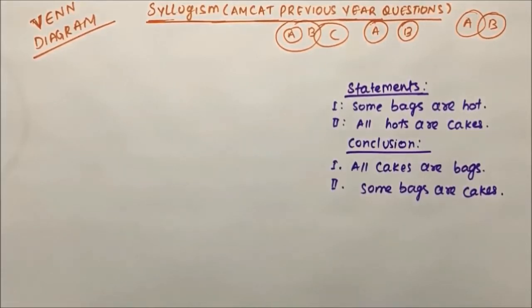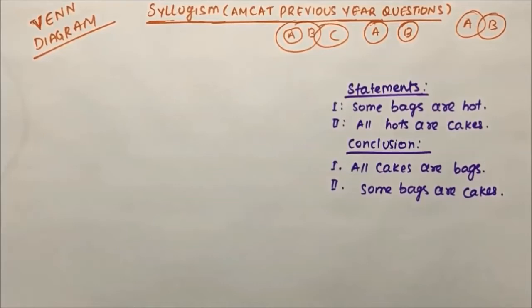Today I am going to discuss syllogism, which has been asked in AMCAT and e-litmus exams, and I will be using Venn diagrams to solve the syllogism questions. In the previous video I had used tricks to solve syllogism questions. So today let's understand the Venn diagram. How do we solve the questions of syllogism? First, understand the basics before solving the questions.